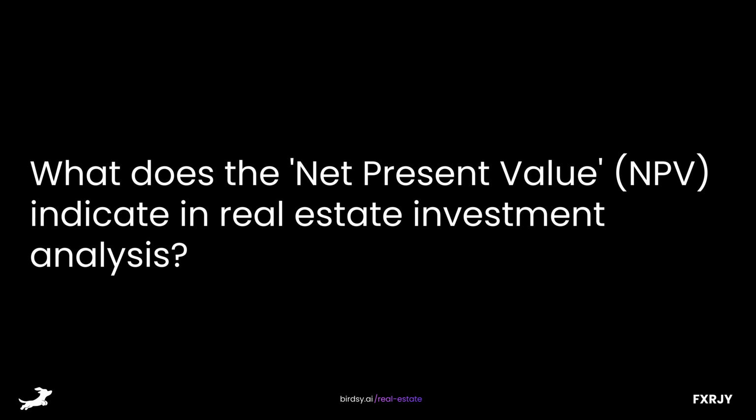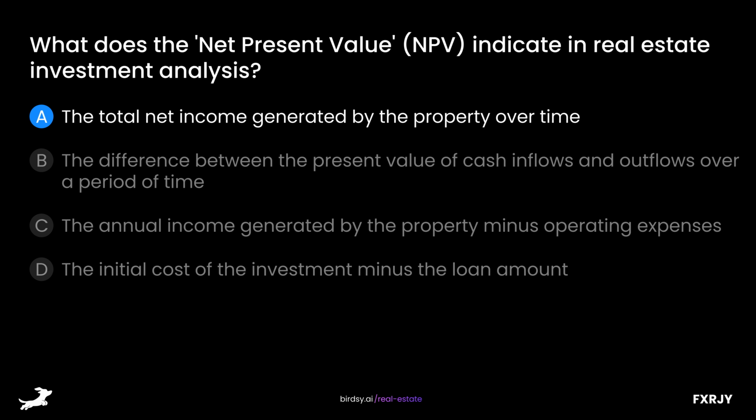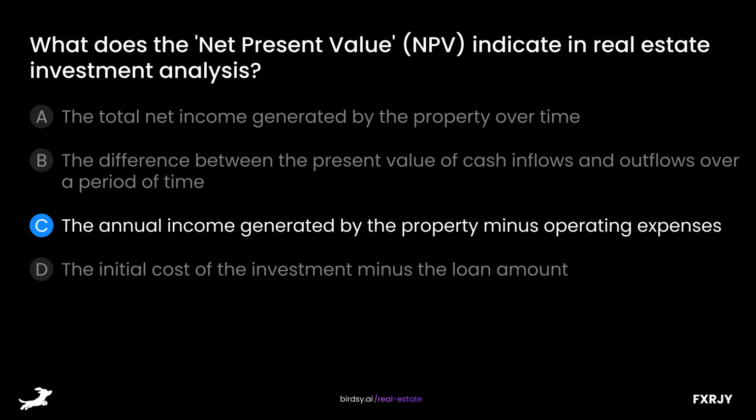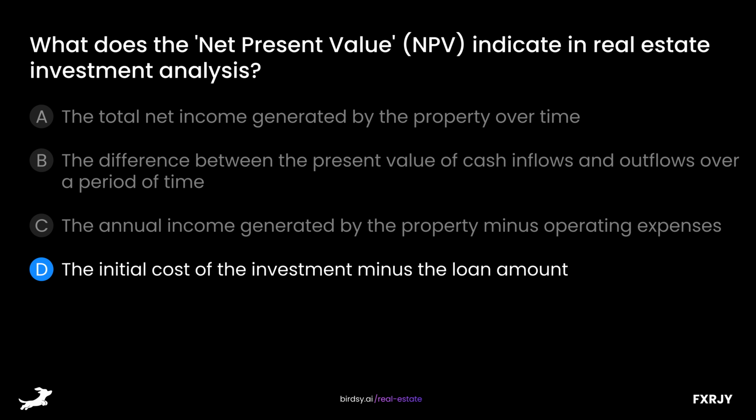What does the net present value, NPV, indicate in real estate investment analysis? Is it A, the total net income generated by the property over time? B, the difference between the present value of cash inflows and outflows over a period of time? C, the annual income generated by the property minus operating expenses? Or D, the initial cost of the investment minus the loan amount?